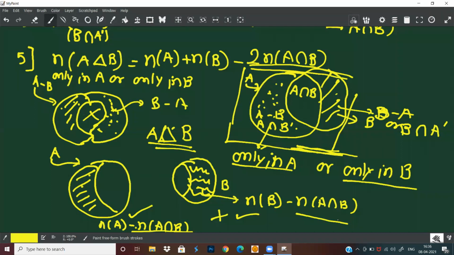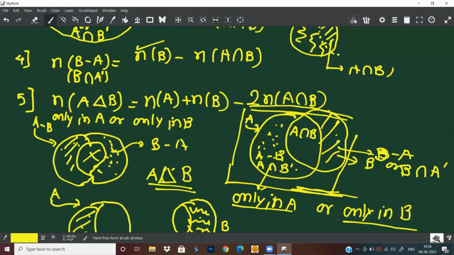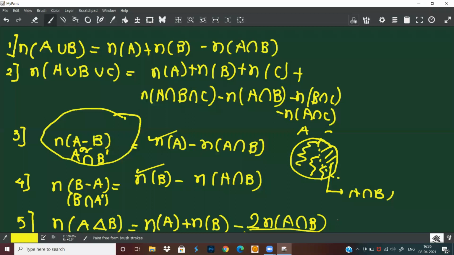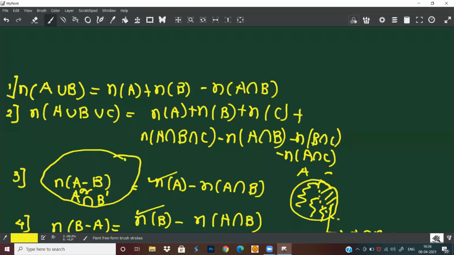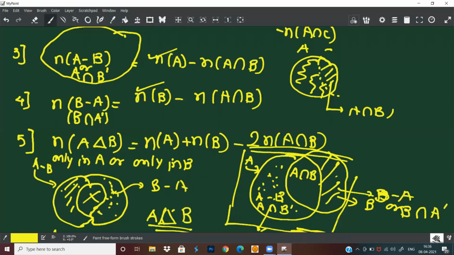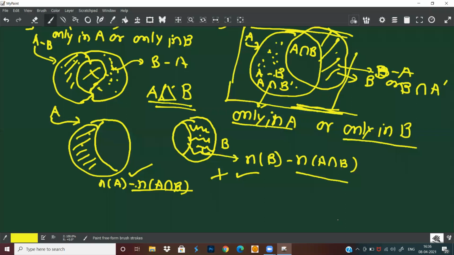Okay, great. See, I subtracted once in the first formula when it is A union B. Correct? But जब भी I am taking symmetric difference of A and B, I am taking exclusively A या exclusively B, right? Correct?